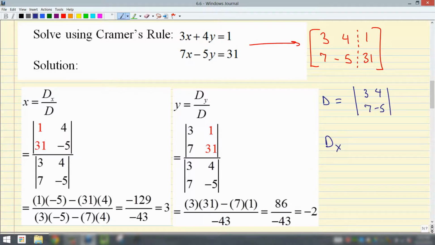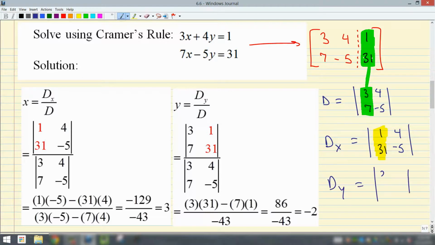D of x equals, you're going to take the x values from this column and you're going to replace them with the values from the constant column. So the determinant of the x matrix is 1, 31, 4, negative 5. You do the same thing for the y. The 3 and the 7 stay, and you replace the y column with 1 and 31.